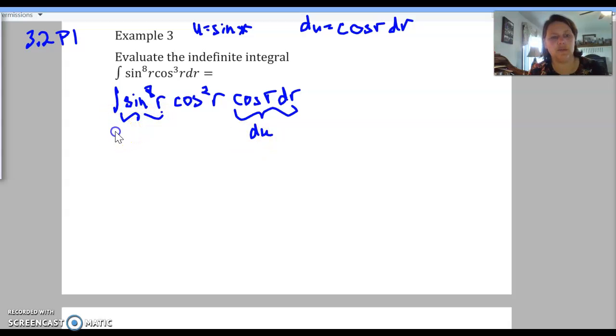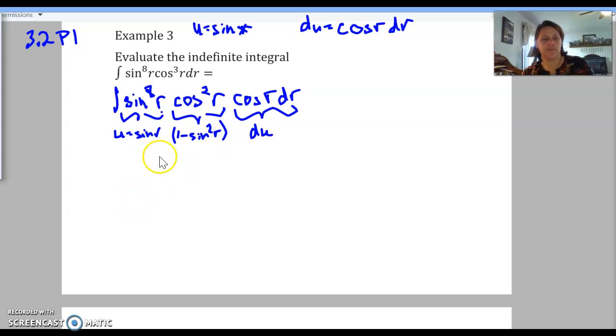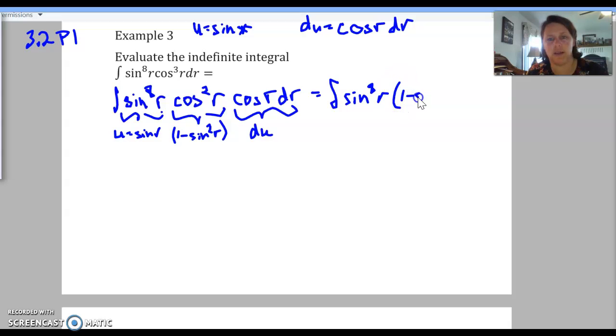Then for this, we would have u equals sine r. And then we would need to rewrite this as 1 minus sine squared r. Okay, so I should rewrite that one more time. We can start making shortcuts later. So this would be sine to the 8th r, 1 minus sine squared r, and cosine r dr.